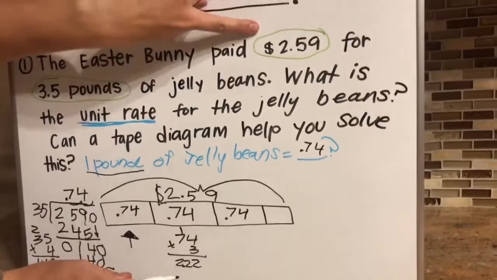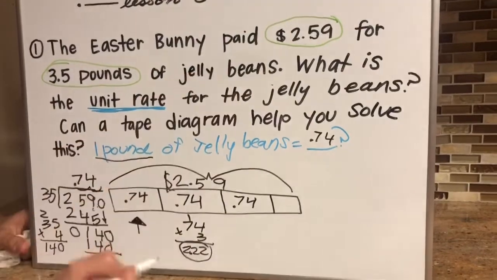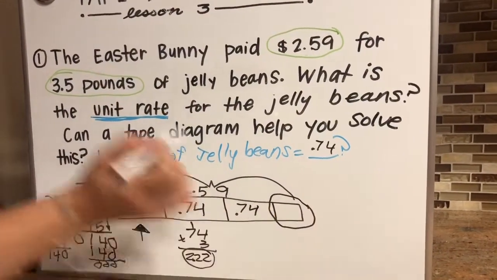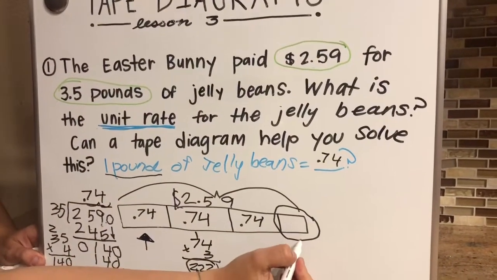Does that equal this right here? No, it does not. This number and that number do not match. But wait, we have this half. Remember, it was 3.5 pounds. So we need to figure out what this one is.